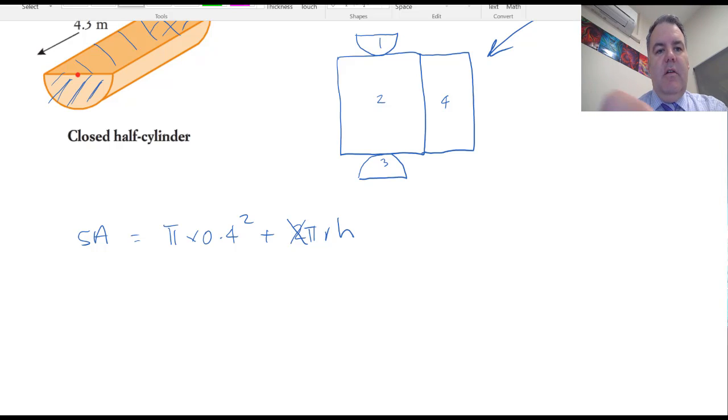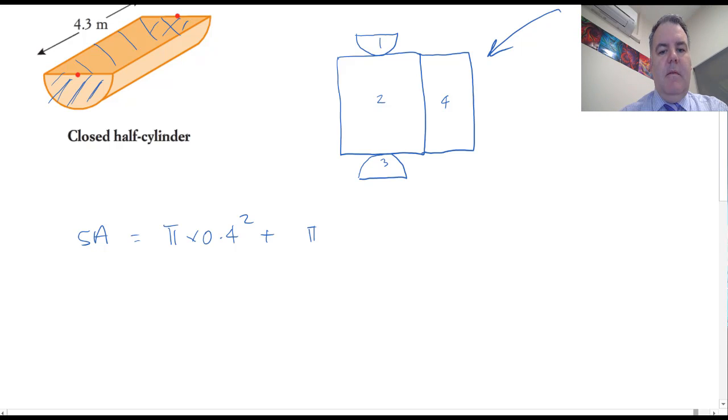Let me put in those bits now that we need. So I get rid of that 2, and the radius in this case is 0.4, and the height is 4.3 meters. And that bit along the top there, you can pretty clearly see that is a rectangle, right? 4.3 times the 0.8.